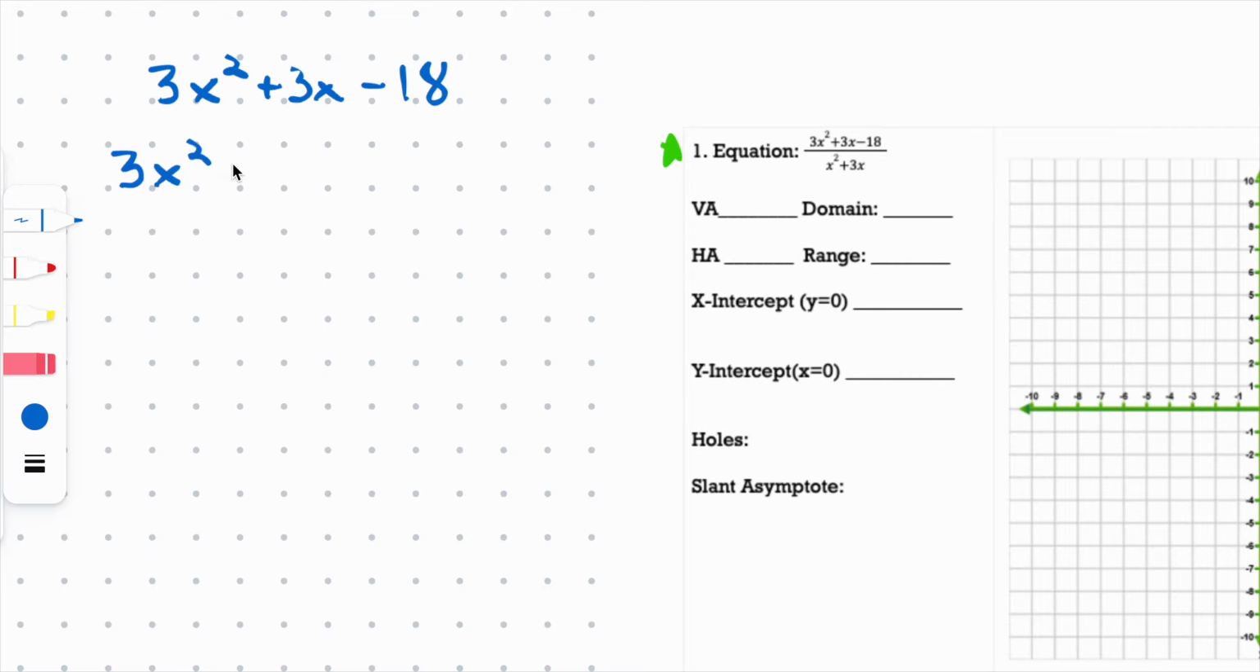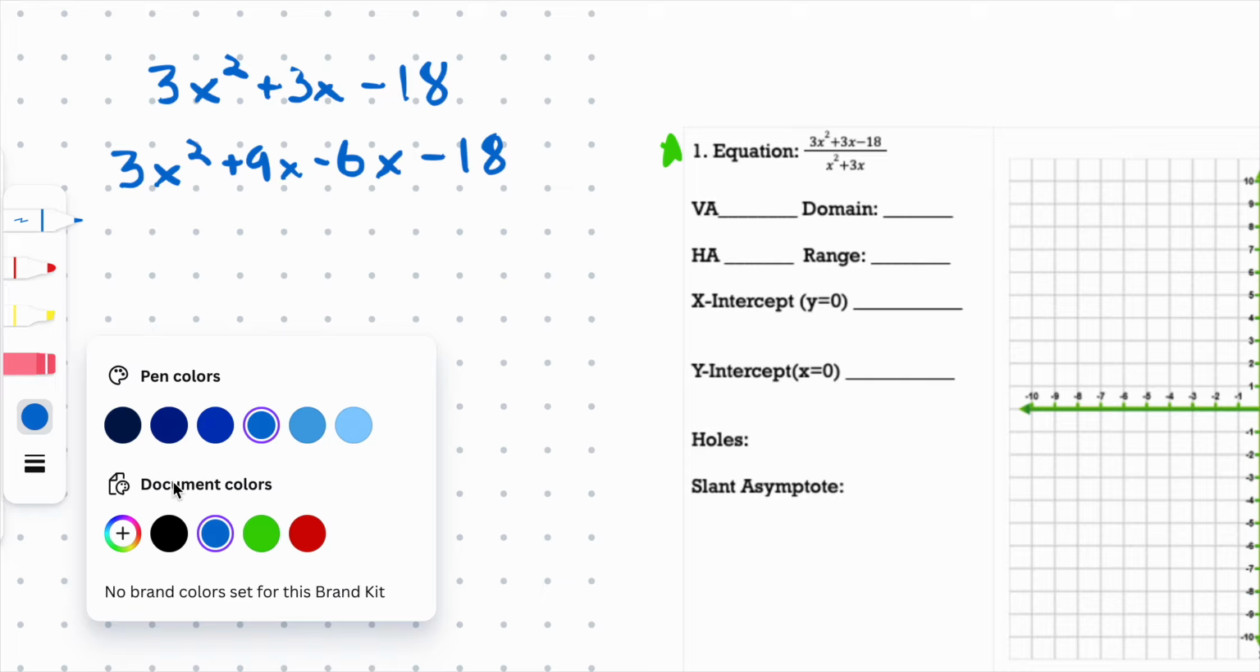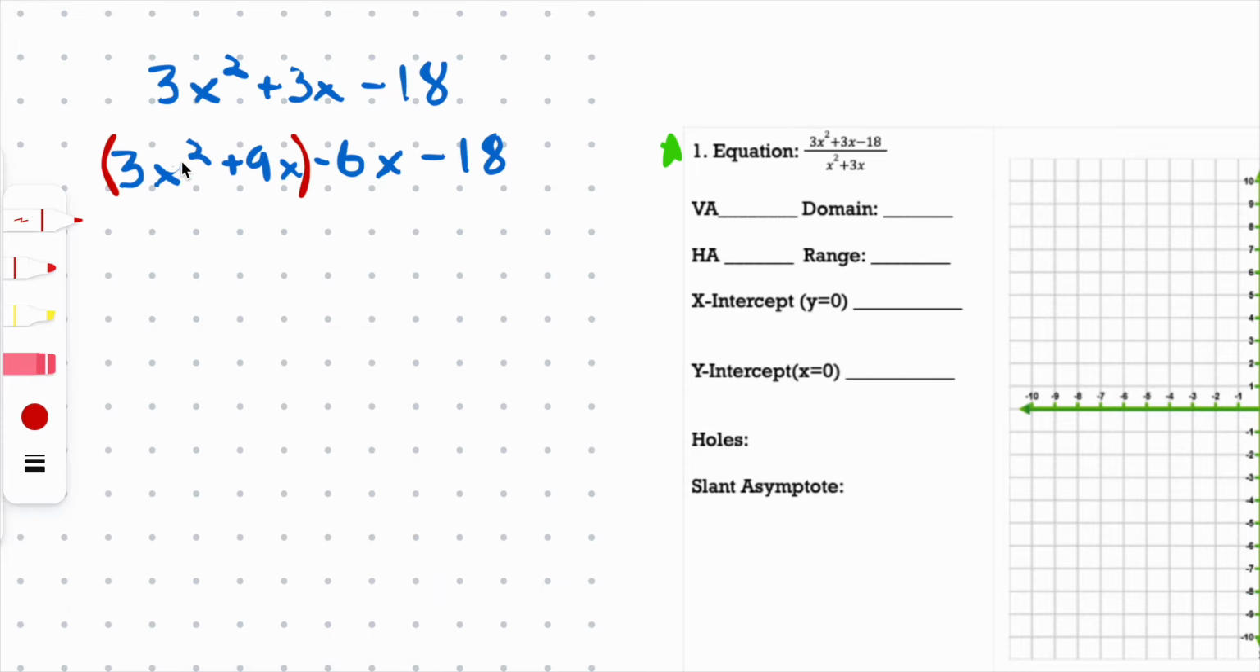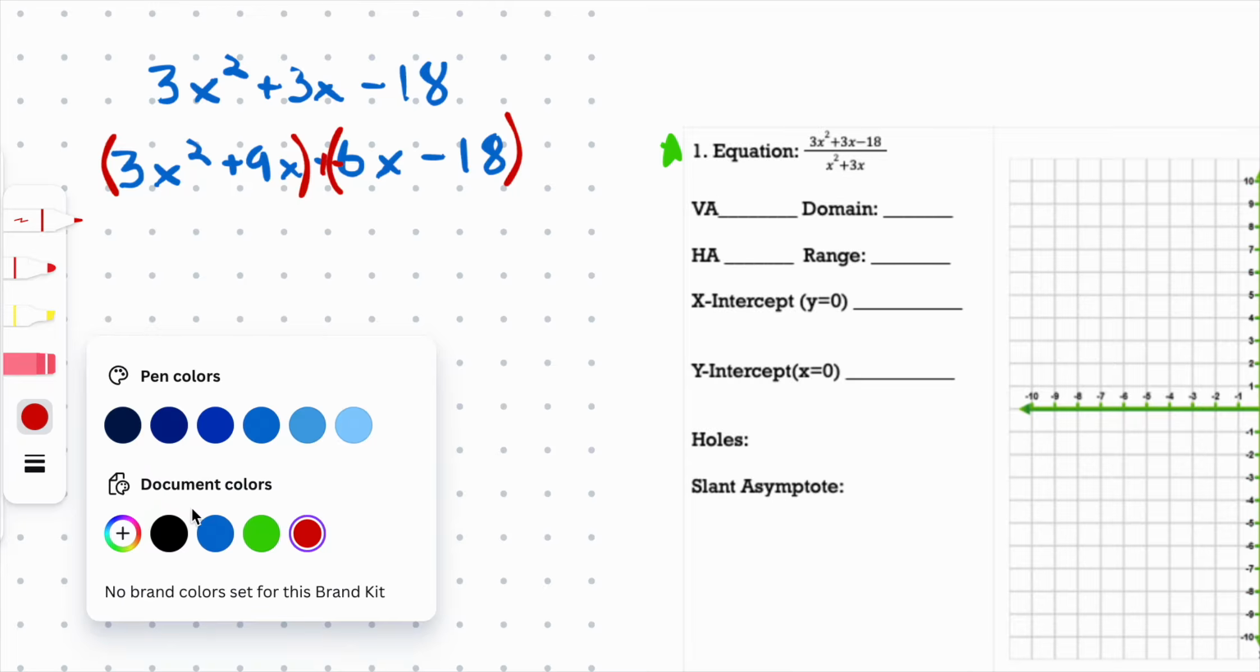So instead of saying plus 3x, I'm going to say plus 9x minus 6x minus 18. This is the same thing as our equation up there. And instead of saying minus 6x, I'm going to say plus negative 6x. And I'm going to put each of these in parentheses.